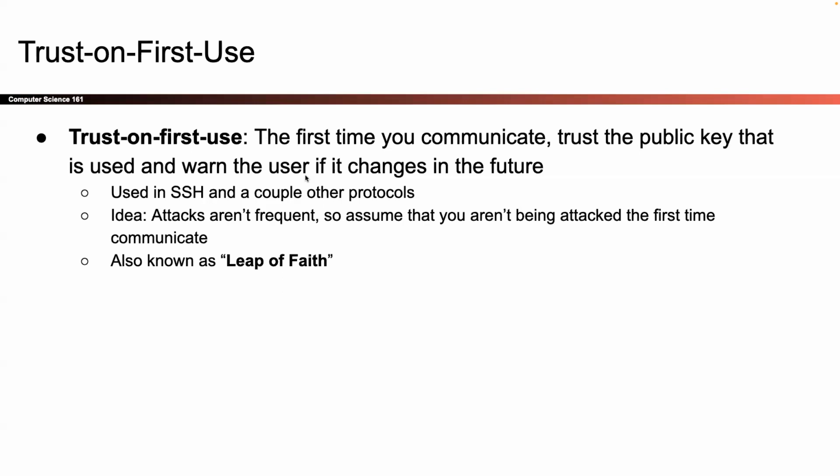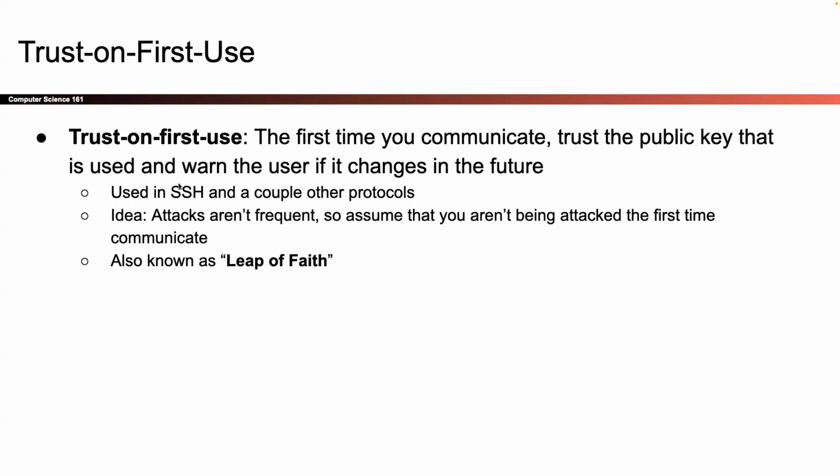So one thing you can do, and one thing that a lot of real life protocols like SSH do, is they'll tell you, this is a public key that you have never seen before. You don't know who it belongs to. It could be Bob, it could be Mallory. So do you want to trust this public key? And if you trust it, then I'm going to save it, and in the future I will believe that this belongs to Bob. Otherwise, if you don't trust it, then we're not going to use this key.